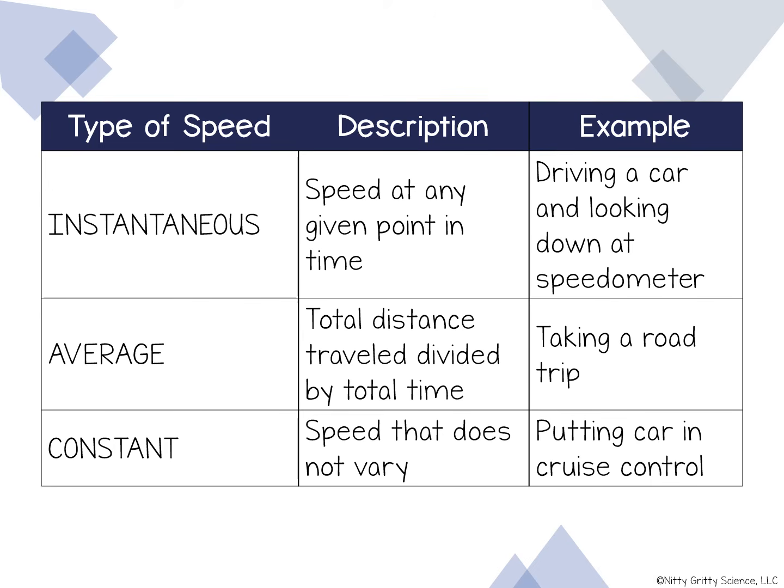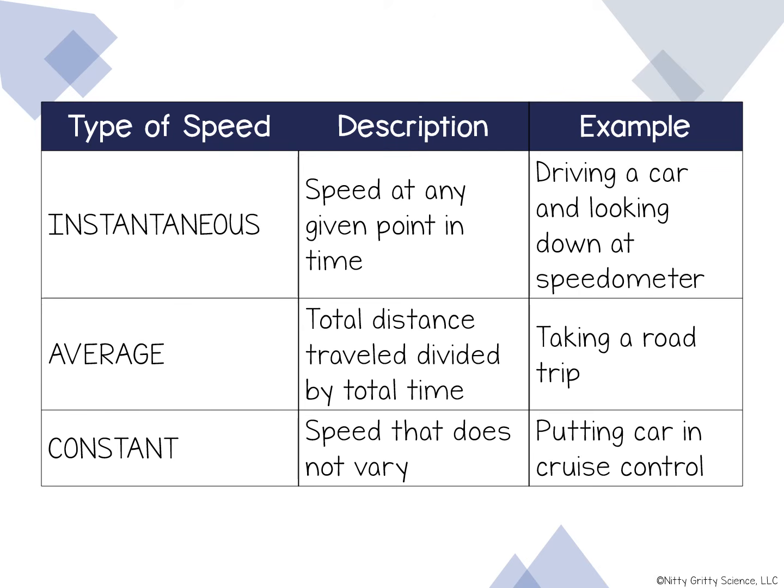So for the trip to the store we just mentioned, if the total distance was 5 kilometers and the total time it took was 15 minutes, then the average speed would be 5 kilometers divided by 15 minutes, or 0.25 hours. Therefore, your average speed would be 20 kilometers per hour.